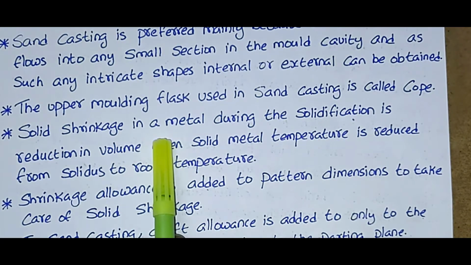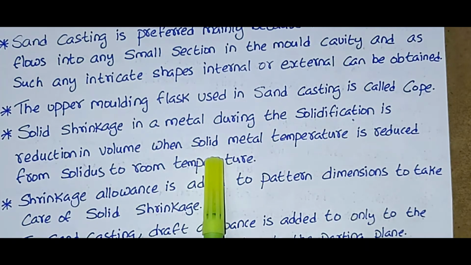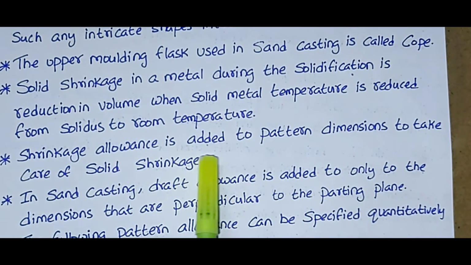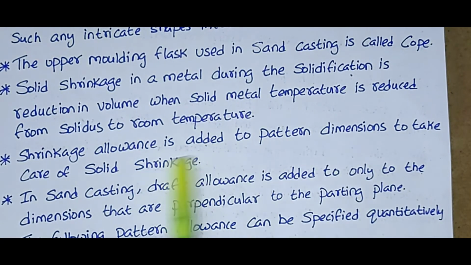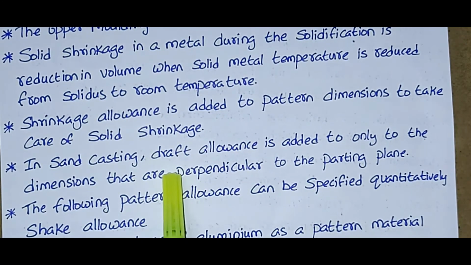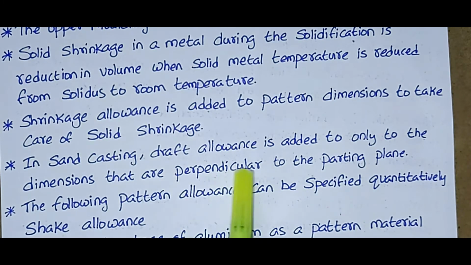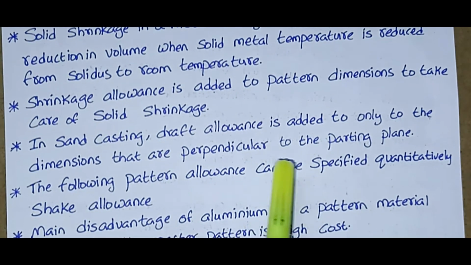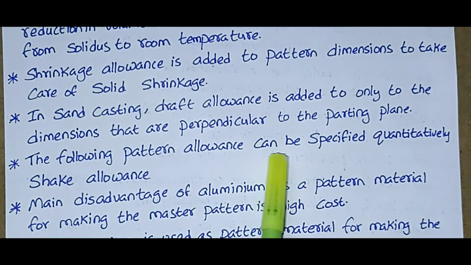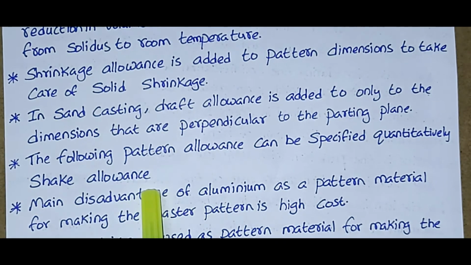Solid shrinkage in a metal during the solidification is the reduction in volume when solid metal temperature is reduced from solidus to room temperature. Shrinkage allowance is added to pattern dimensions to take care of solid shrinkage. In sand casting, draft allowance is added only to the dimensions that are perpendicular to the parting plane. The pattern allowance that cannot be specified quantitatively is shake allowance.